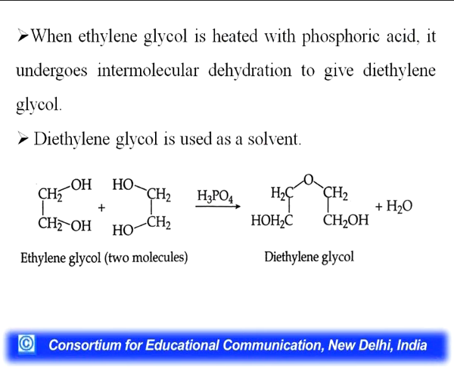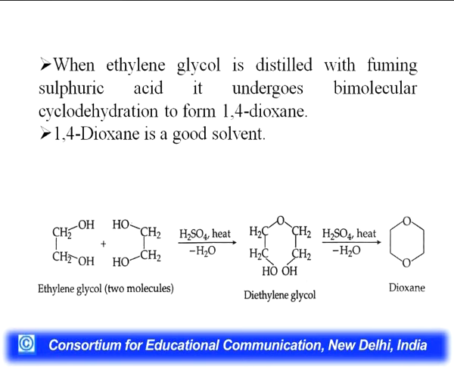Diethylene glycol is used as a solvent. You can see when two molecules of ethylene glycol react with phosphoric acid, it will give you diethylene glycol. When ethylene glycol is distilled with fuming sulfuric acid, it undergoes bimolecular cyclodehydration to form 1,4-dioxane.